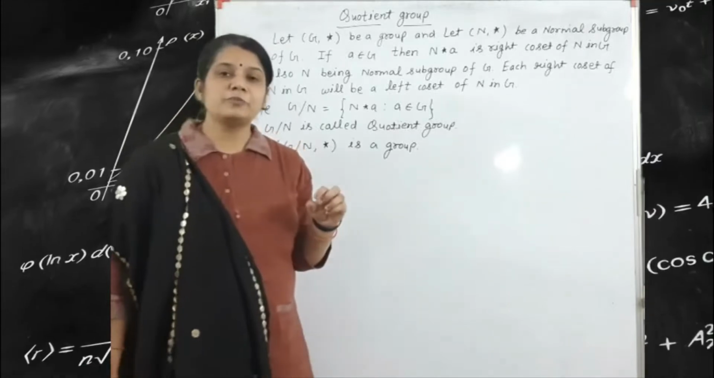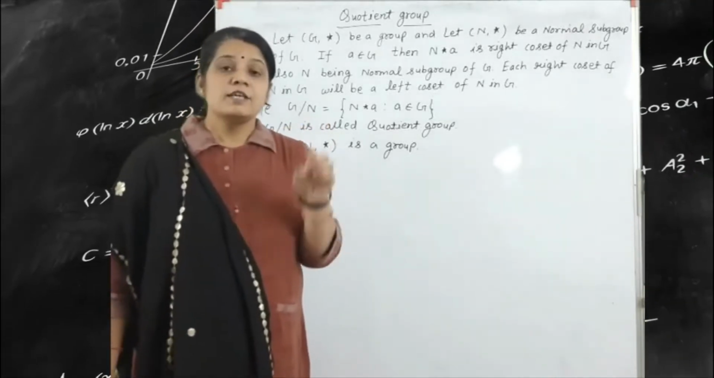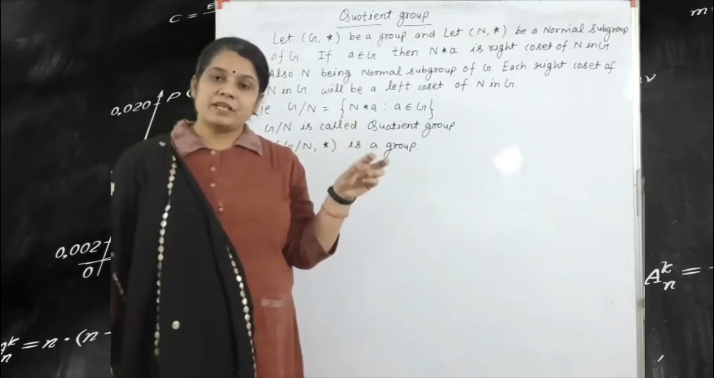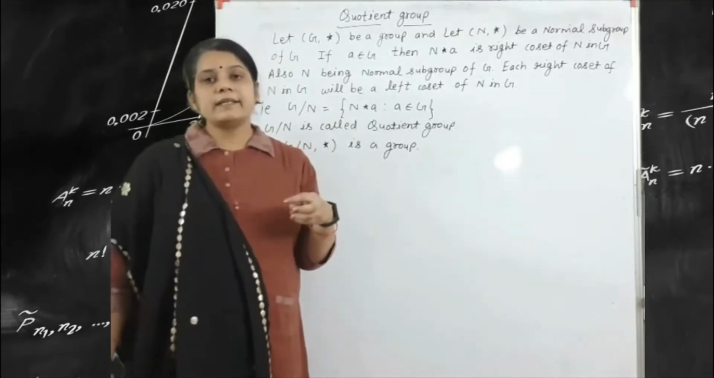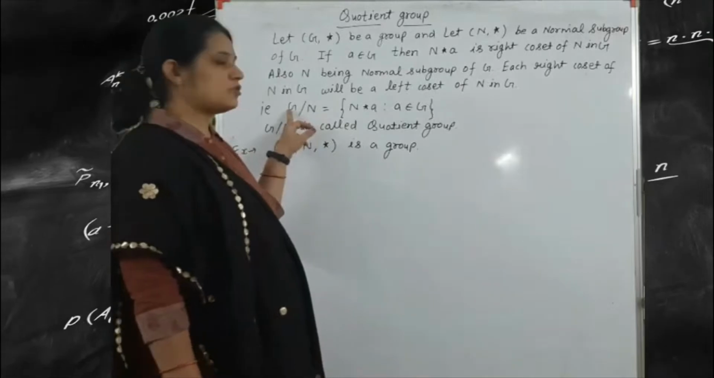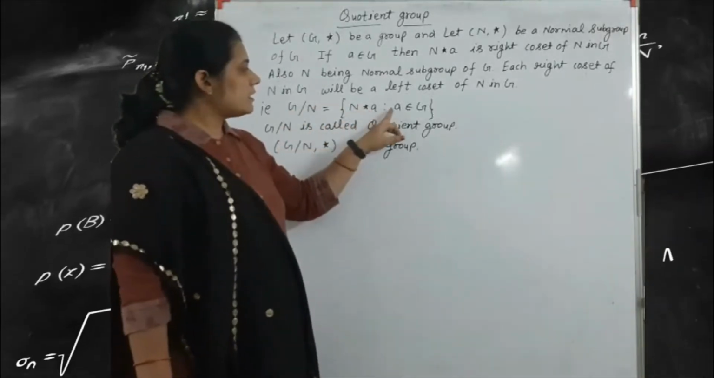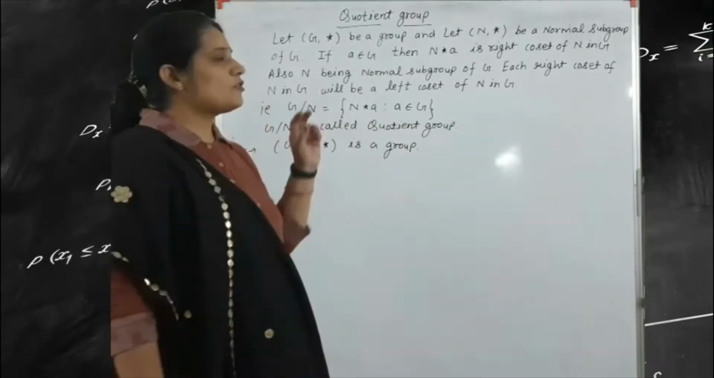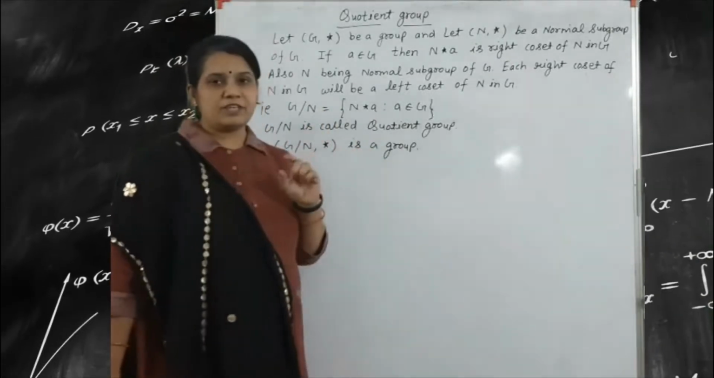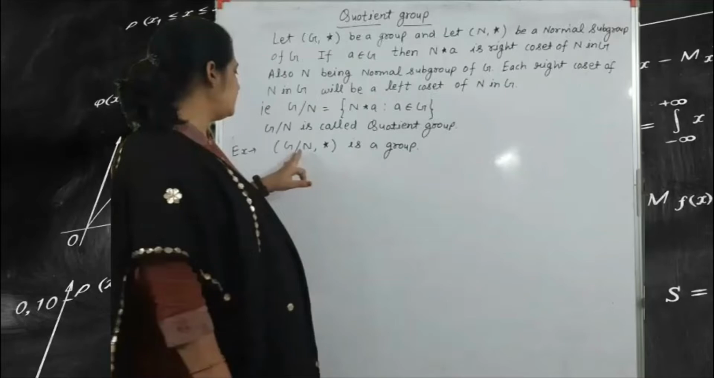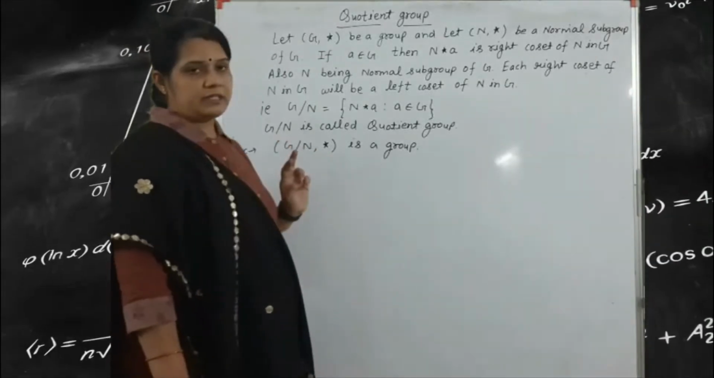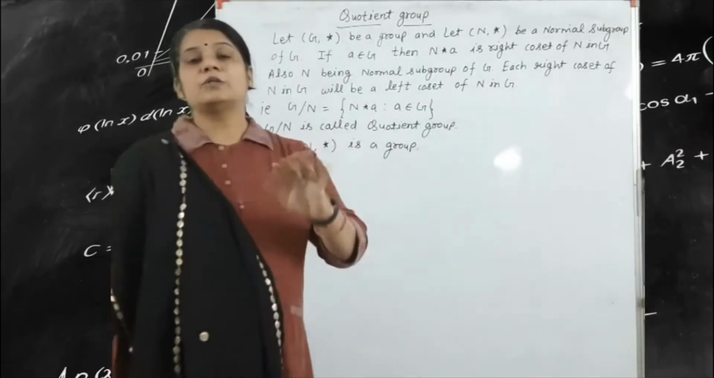That means quotient group means G by N, where N is a normal subgroup and G is a group. So we take one element A belonging to G: N star A such that A belongs to G. According to this quotient group, we solve one example, where we are given G by N and the operator star, and we must show it is a group.